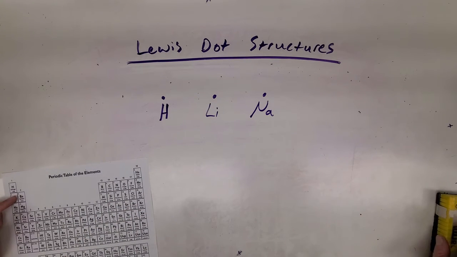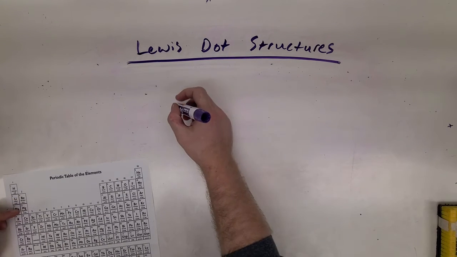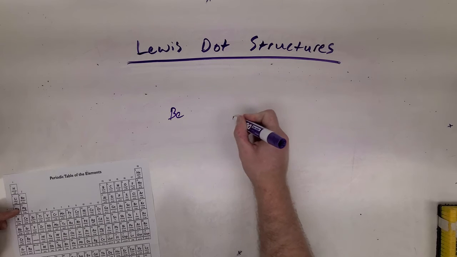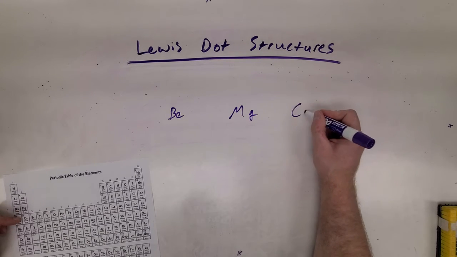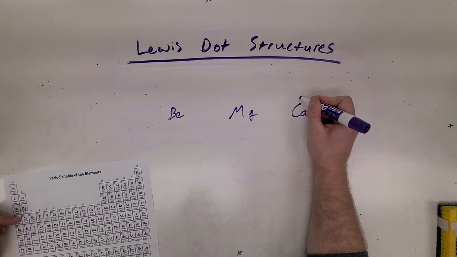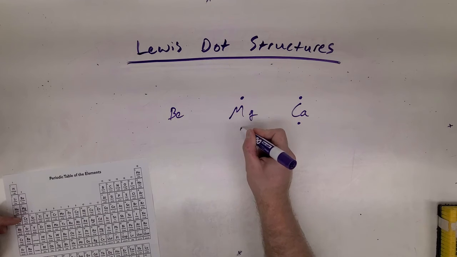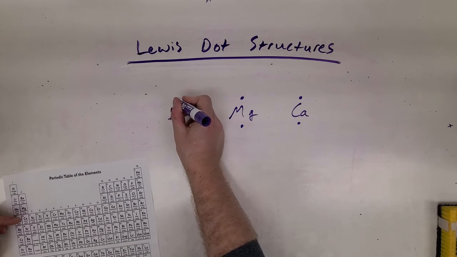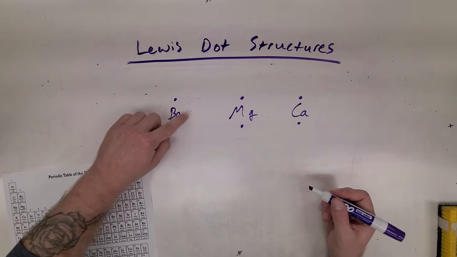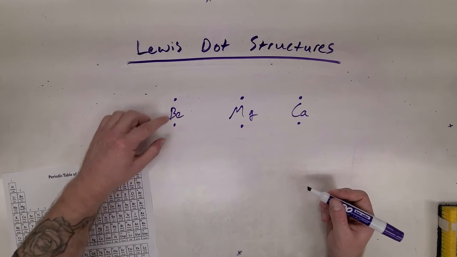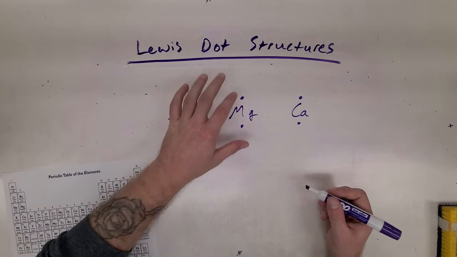Now if we look at the second column, beryllium, magnesium, and calcium, these all have 2. I've seen these drawn different ways, where one is drawn up here, one off to the side, or one up here and one down here, to show that they're farther apart. But basically it just means that these 2 are available for bonding.